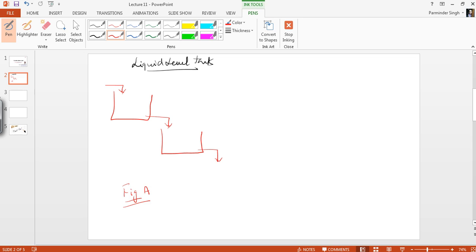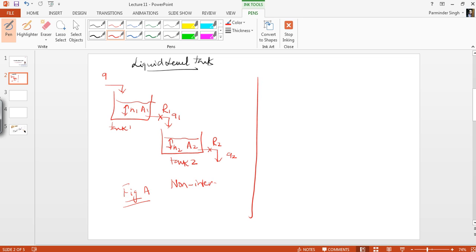Now in this, this is tank 1 and this is tank 2. The height in tank 1 is h1 with uniform cross sectional area a1. The height in tank 2 is h2 and the area is a2. Now this is q, this is q1, this is q2, this is resistance 1, this is resistance 2. This type of arrangement is known as non-interacting systems.